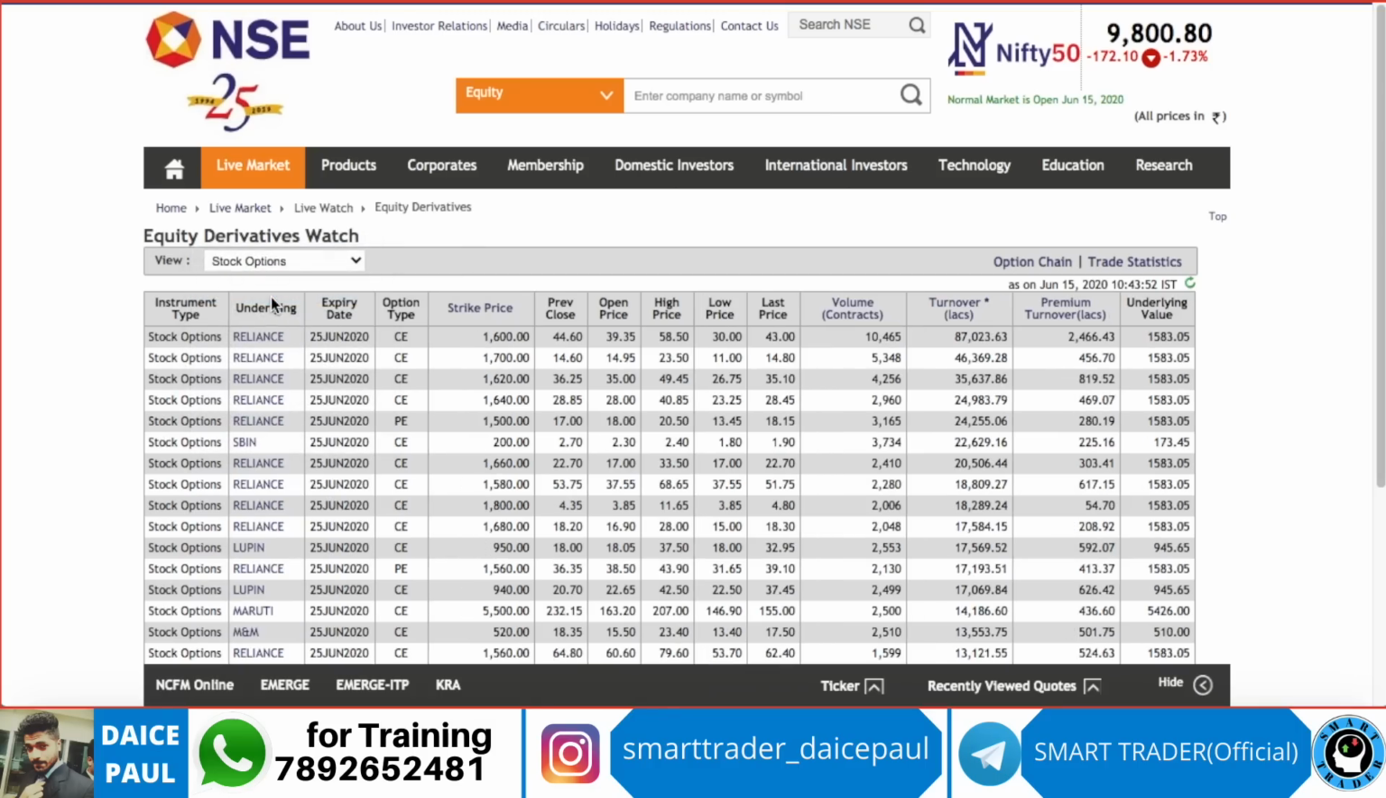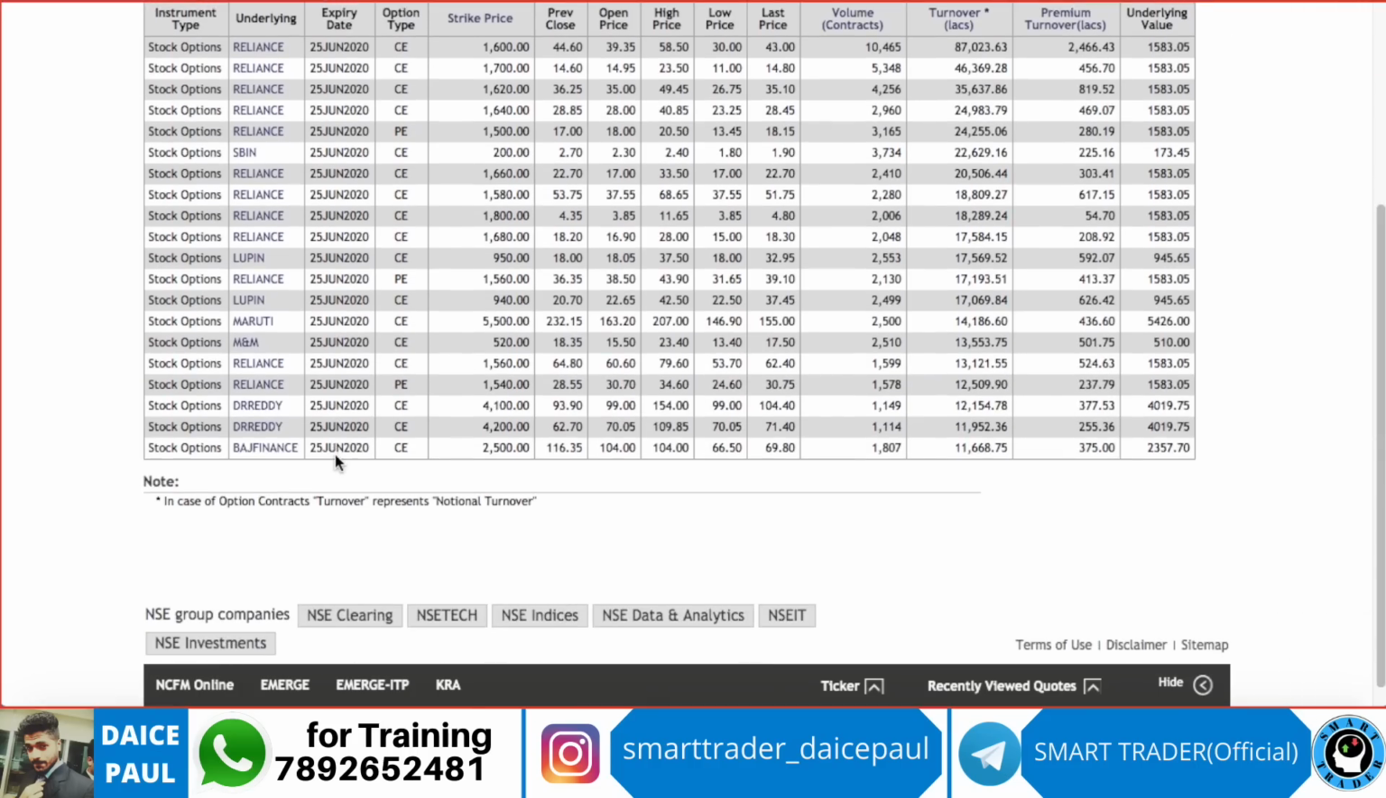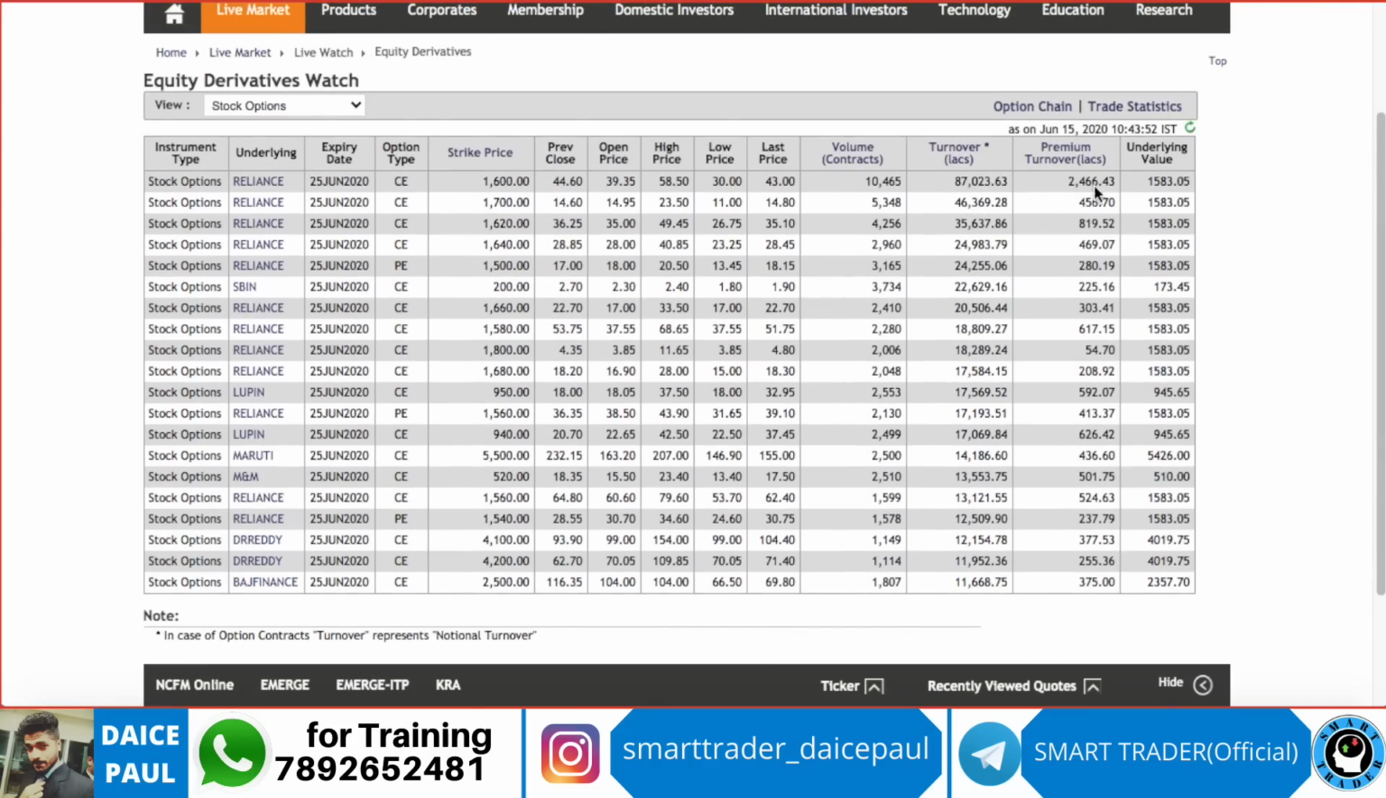I told you people don't trade stock options much. See, only in Reliance and two or three names people are trading, and the volume of contracts is only so much. It's comparatively very less. If you take other stock names, we will not have so much volume either. So be very careful. So this is stock options.